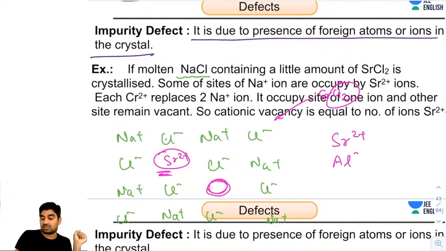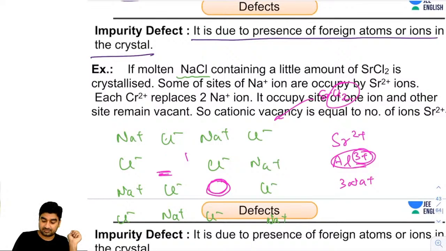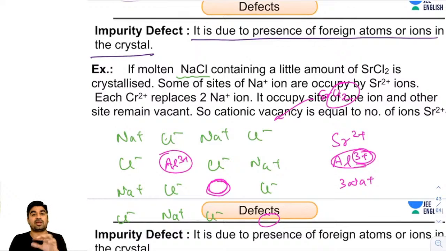Now guys, tell me, if aluminium had been coming, how many voids would it have created? So aluminium has a 3 plus charge. So 3 Na plus will be removed. And if 3 Na plus are removed, Al3 plus will occupy the position of 1 and 2 will remain vacant. So one aluminium will cause two vacancies. 3 Na will be removed. And if 3 Na are removed, suppose this Na is also removed, right? And now the position of one Na will be occupied by aluminium and there will be two vacant sites. Did you get it? Tell me now.